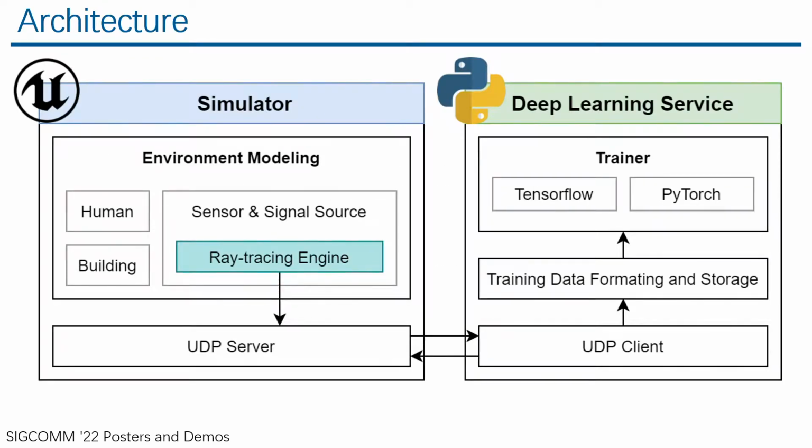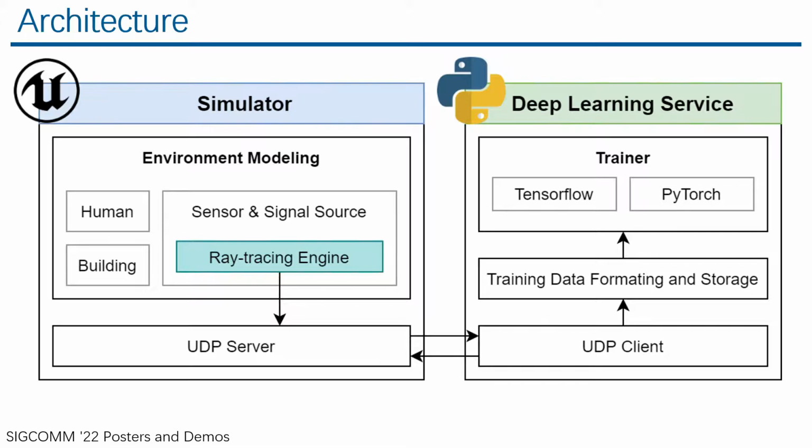DeepWiSim contains two main modules, a simulator and a deep learning service. The simulator is responsible for environmental modeling. The real-time ray tracing engine simulates the signal propagation in the simulation environment. The measurement result will be sent to the deep learning service in real time via the UDP data communication layer.